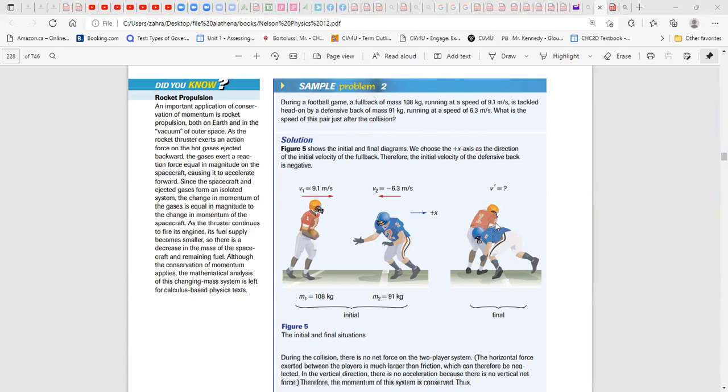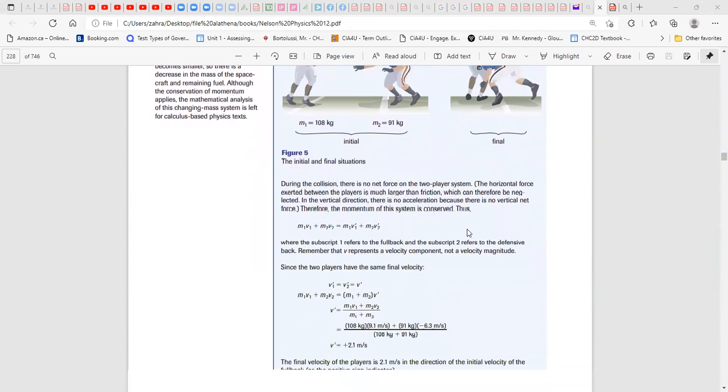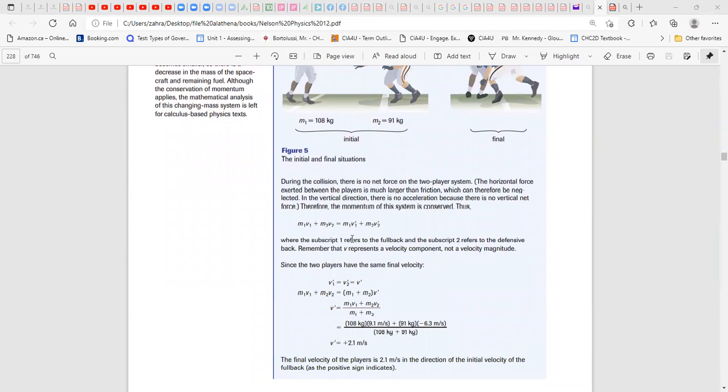When they come together, they are stuck together and they move with some velocity. Both of them have the same velocity. So we establish conservation of momentum. The m1 and m2 are different, but v prime is the same because they are stuck together. You can factor out this v prime, then rearrange it for v prime, dividing both terms by m1 plus m2.